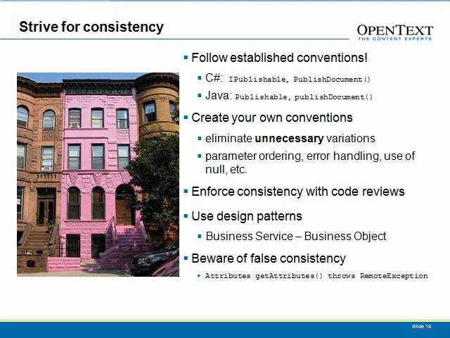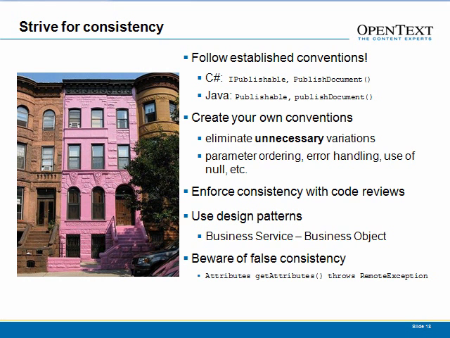For very large APIs, it's usually a good idea to establish certain design patterns. These go beyond conventions. This is how you design the classes and methods. It makes the API more consistent if the API is really big. And then one last thing about consistency is there is such a thing as false consistency.